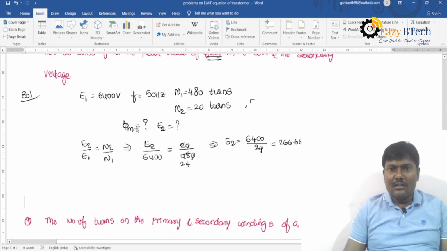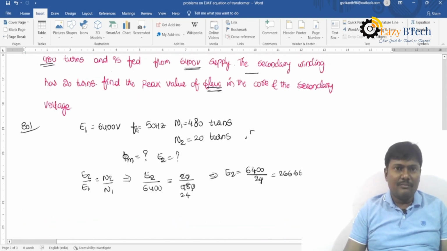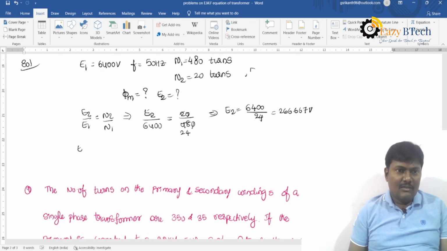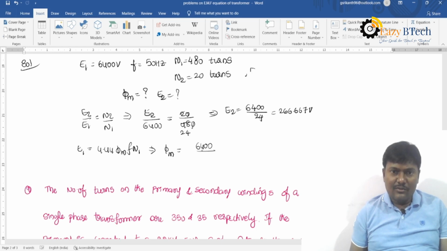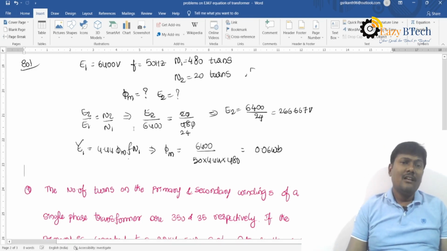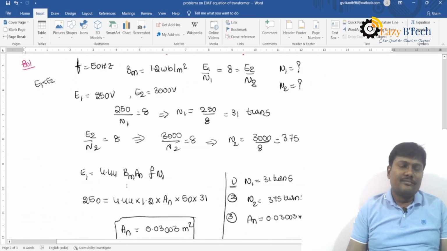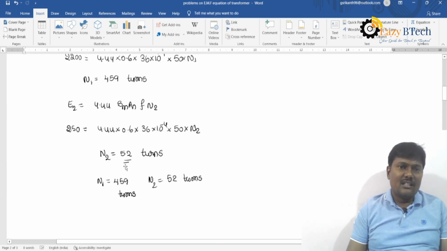And one more term we have to find out, the peak value of flux. So E1 is equal to 4.44 into phi m into F into N1. From this, phi max is equal to 6400, the primary induced EMF, divided by frequency 50, 4.44, and the number of turns on the primary, 480. So finally I got it as 0.06 Weber.